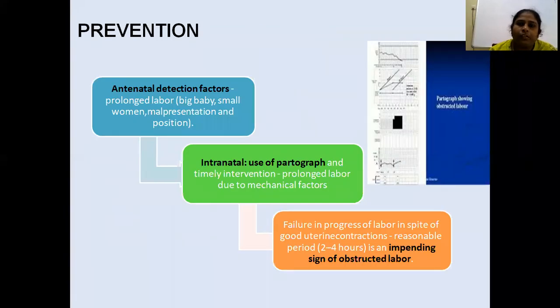How do you prevent obstructed labor? Antenatally, you detect the obstructing factors. Big baby, short height of the mother, malpresentation, malpositions are detected, so that you anticipate obstructed labor and do not allow them to go for a trial labor. In that way, you can prevent it. Intrapartum use of the partograph, and failure in the progress of labor is an impending sign of obstructed labor.